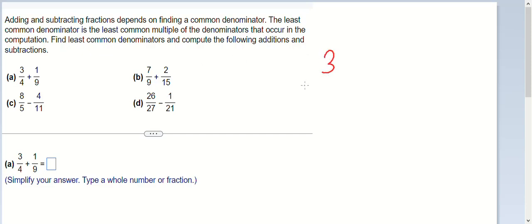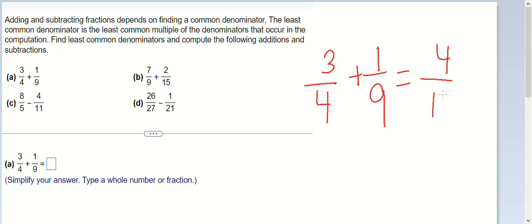So we've got 3/4 plus 1/9. And let's just talk about why we can't just add across like this. So we can't go 3 plus 1 equals 4, and 4 plus 9 equals 13. Okay, 3/4 plus 1/9 equals 4/13. Stop and think about that for just a second and why that can't be.